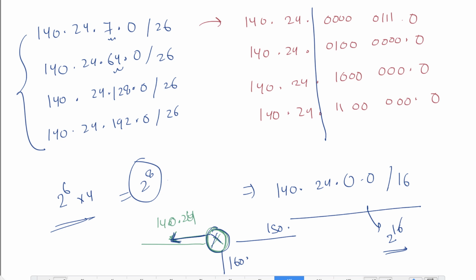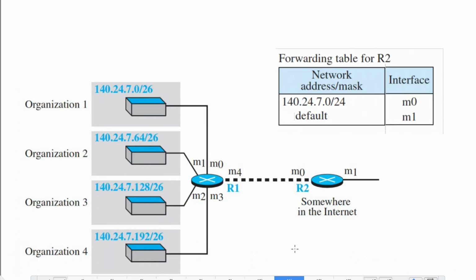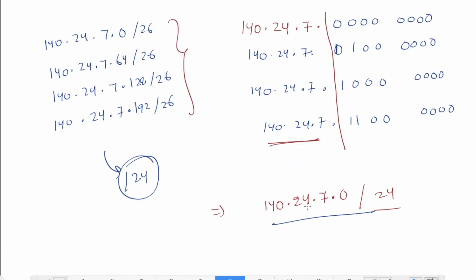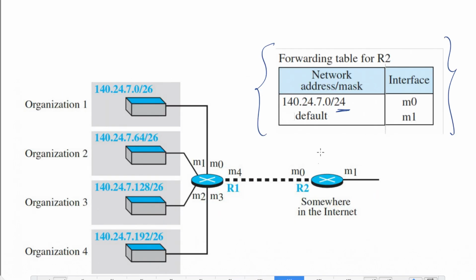Now let's move to the next slide. So basically we have this as a routing table for R2, which means these four networks are getting combined into this network. See here, this is 140.24.7.0/24. So these four networks got combined into this network, and now with respect to R2, I just have this as one network, not these four networks.